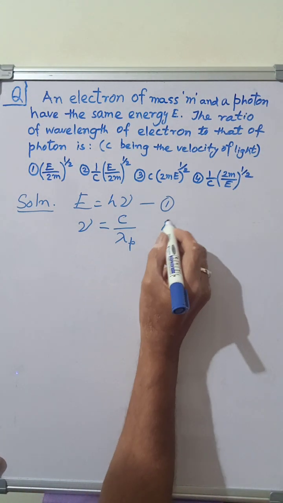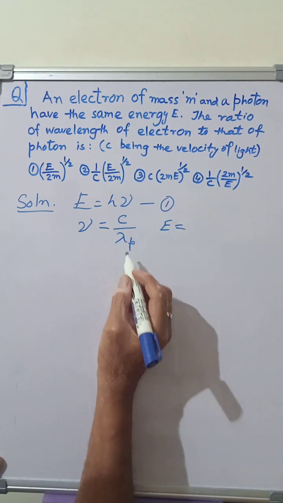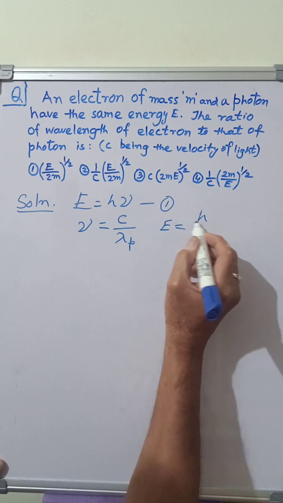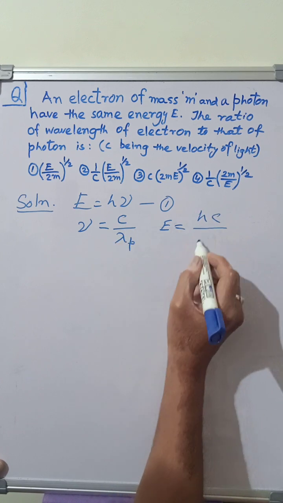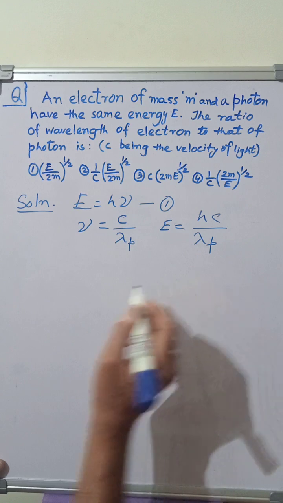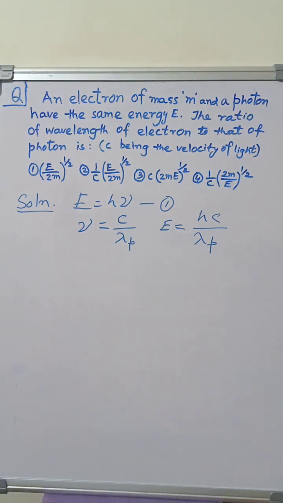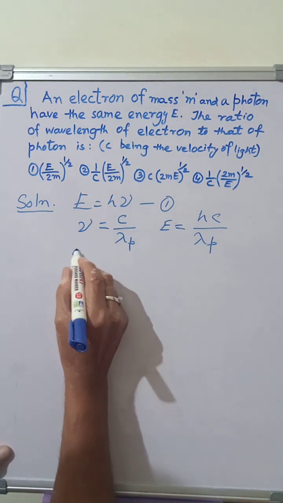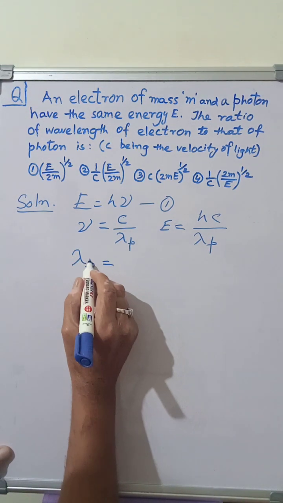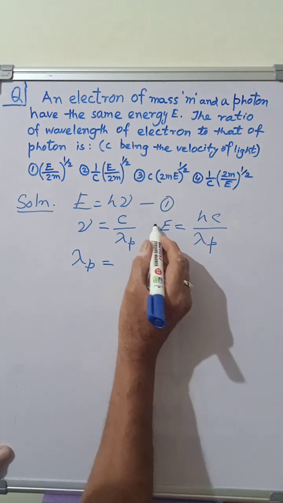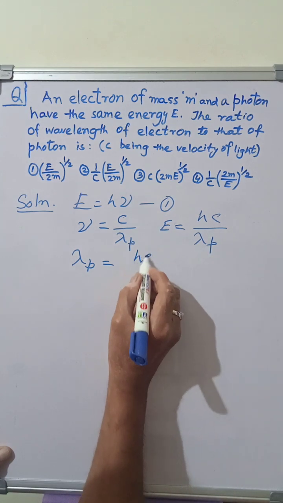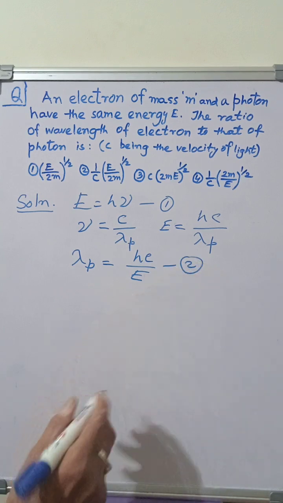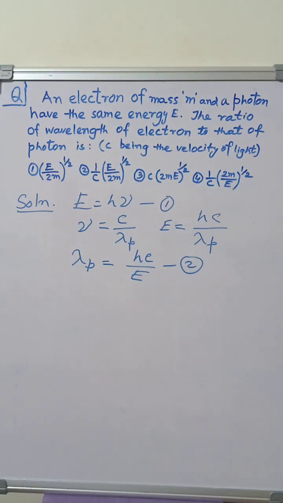Therefore, putting in equation 1 the value of nu, E is equal to h c by lambda p. From this we get lambda p is equal to h c by E. We mark this as equation 2. We'll remove everything and put it there.